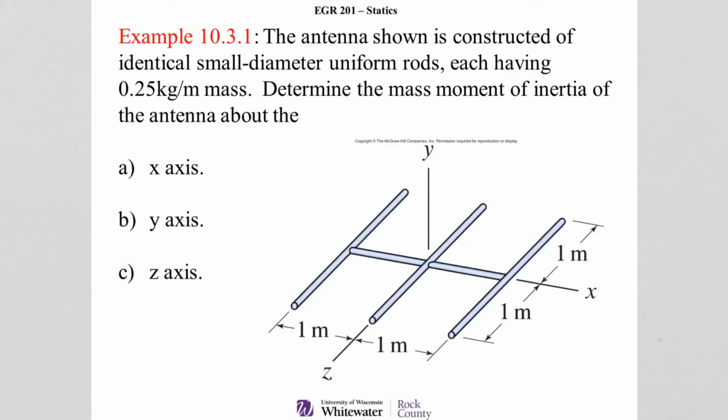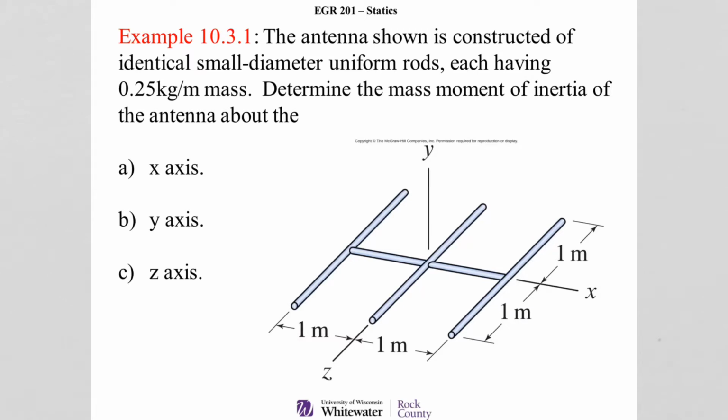Okay, for this last example for this chapter, we want to look at the mass moment of inertia. This is an example of an antenna that is constructed of identical small diameter uniform rods, each having 0.25 kilograms per meter. We're supposed to determine the mass moment of inertia of the antenna about the given x-axis, y-axis, and z-axis. So again, we can look at this as composite shapes.